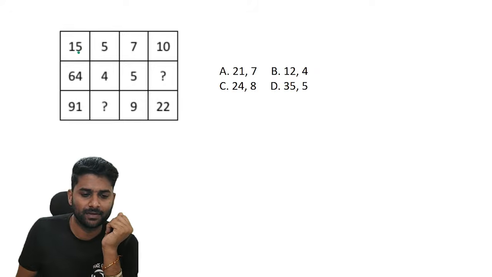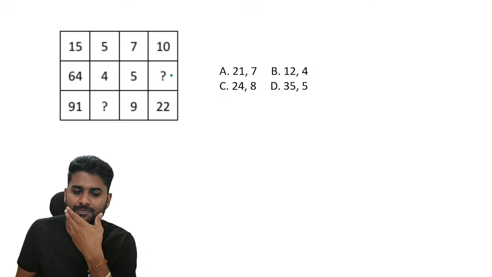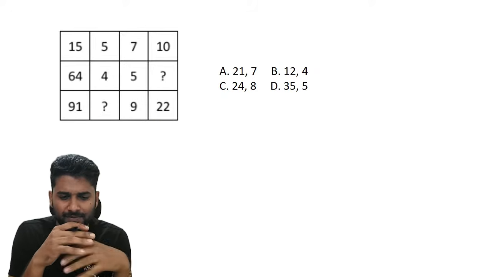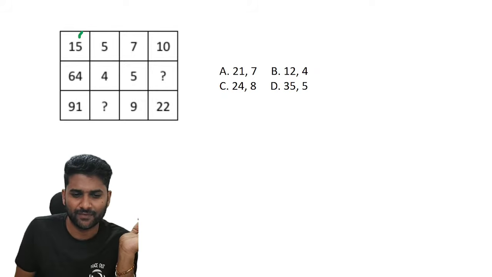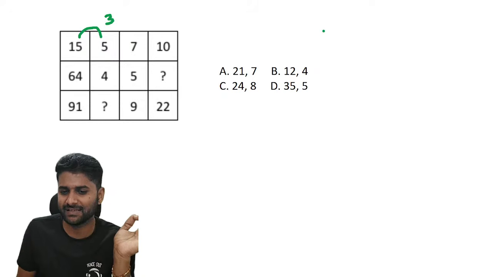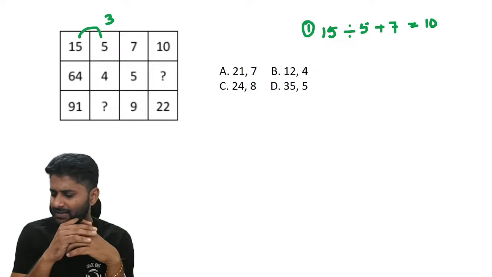Now see, 15, 5, 7, 10; 64, 4, 5, which number should replace?; 91, dash, 9 and 22. Observe that 15 divided by 5, you will get 3, and 3 plus 7 is 10. So 15 divided by 5 plus 7 is equal to 10. So we will get the fourth box.